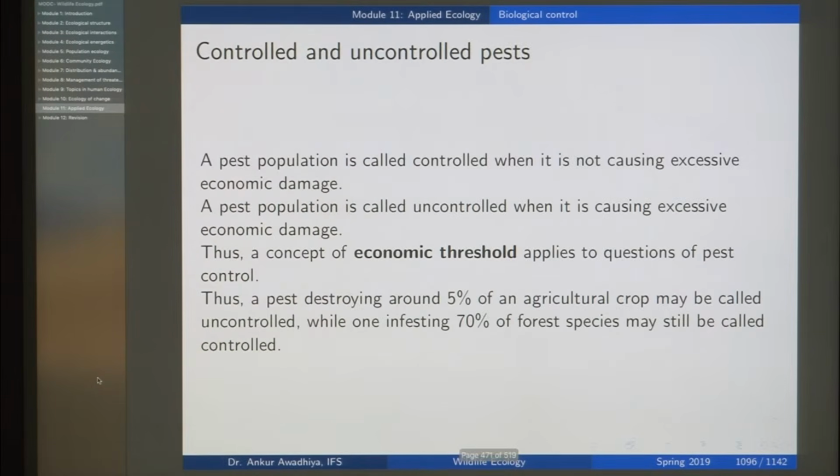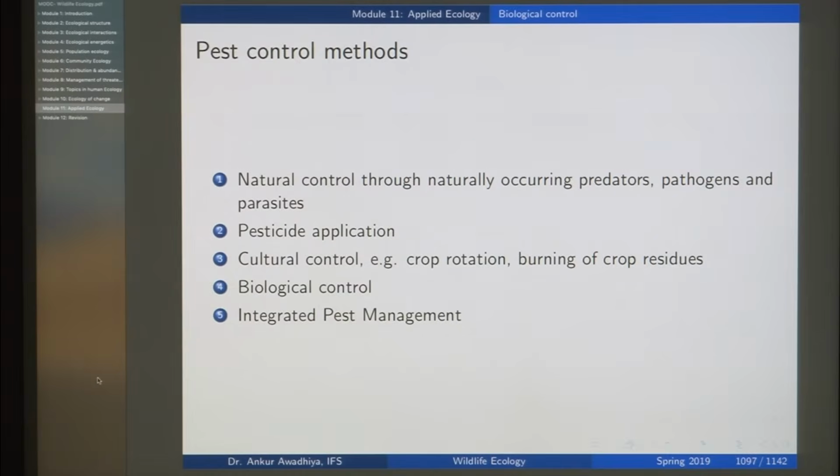Looked at examples of pests. Then there are controlled and uncontrolled pests. A pest is uncontrolled if it is leading to an excessive economic damage, otherwise we will call it a controlled pest. And there are several methods to control these pests.